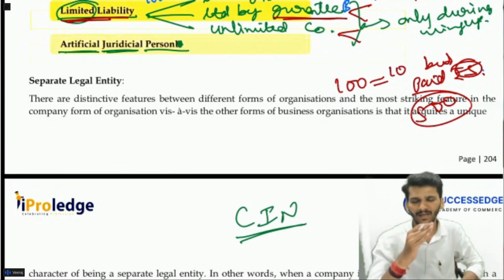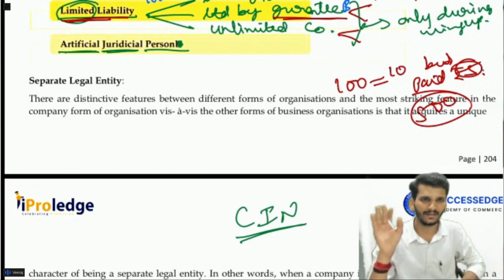Company can sue. It can do all the activities except the things natural persons do, like natural birth and other things.